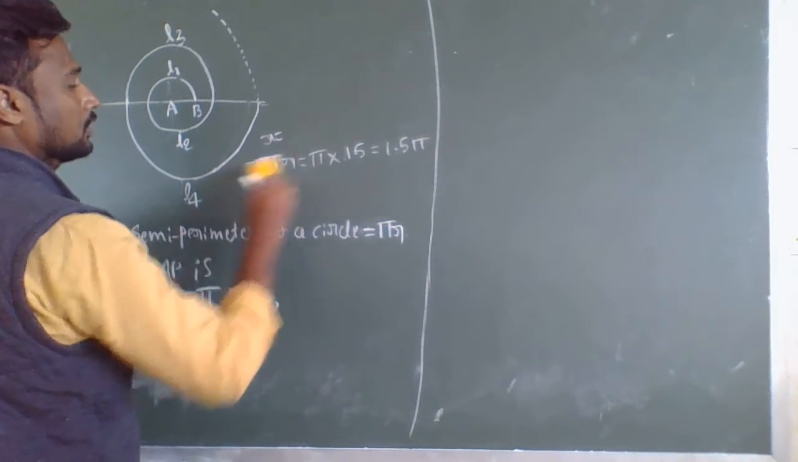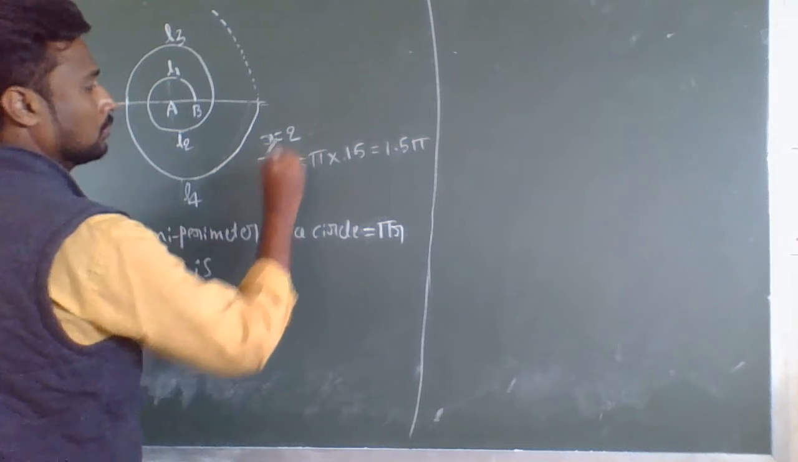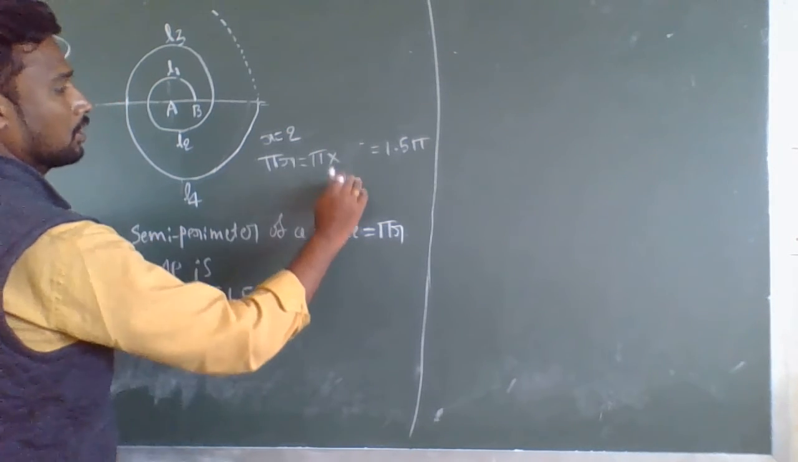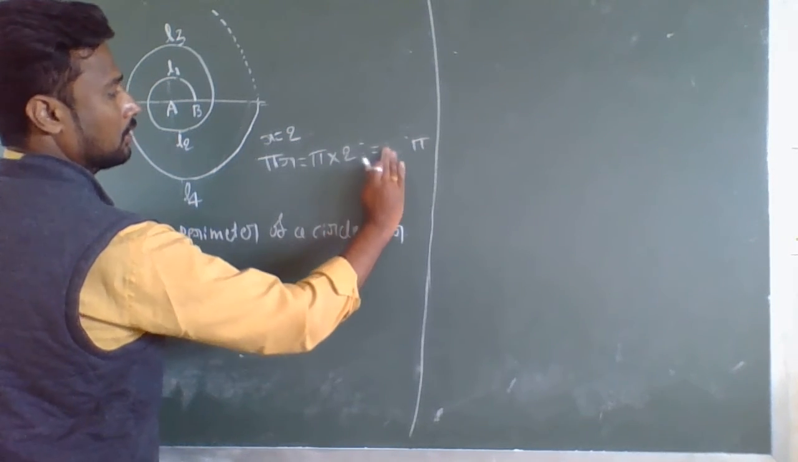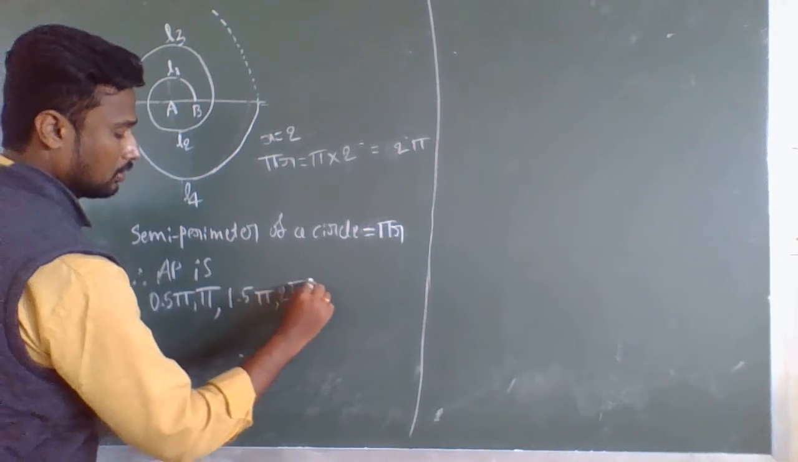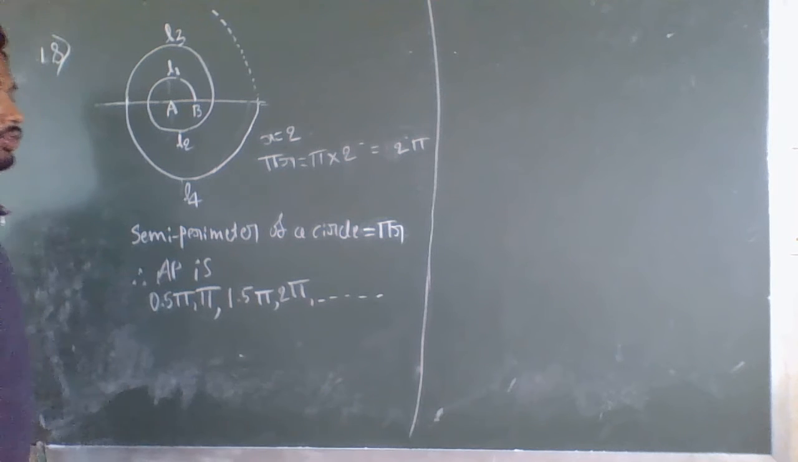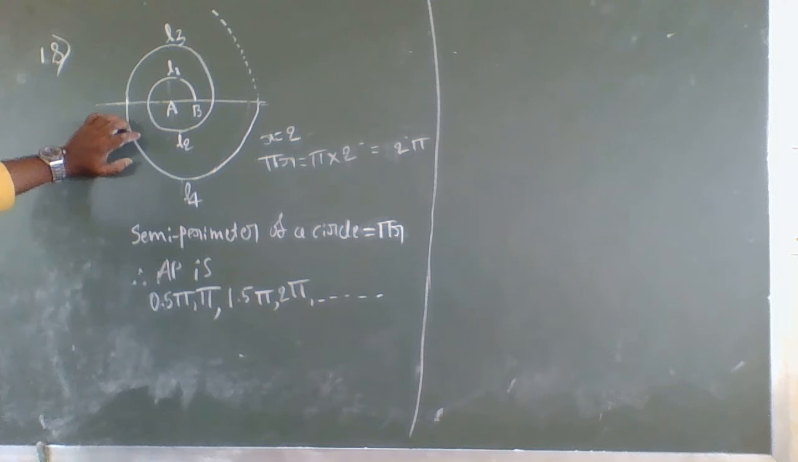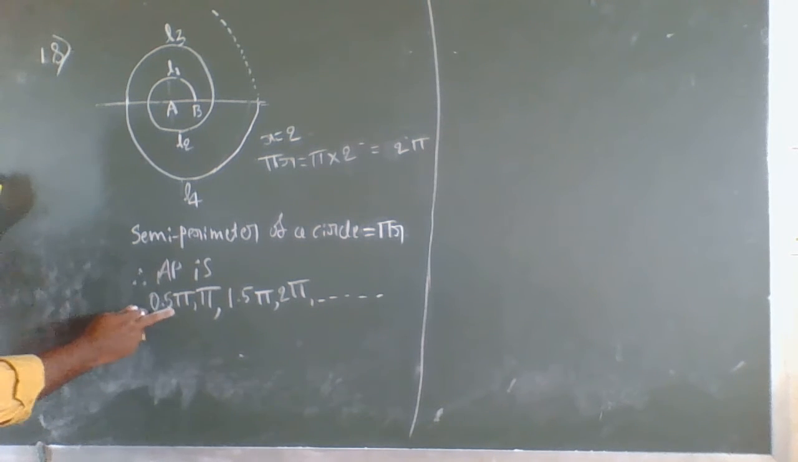Next, what is the r value? 2. So here pi r means pi into 2, and pi into 2 means 2 pi. Like this, we have to calculate the length of the semicircle of the 13th consecutive circle. So now, this is the AP we got: 0.5 pi, pi, 1.5 pi, 2 pi.